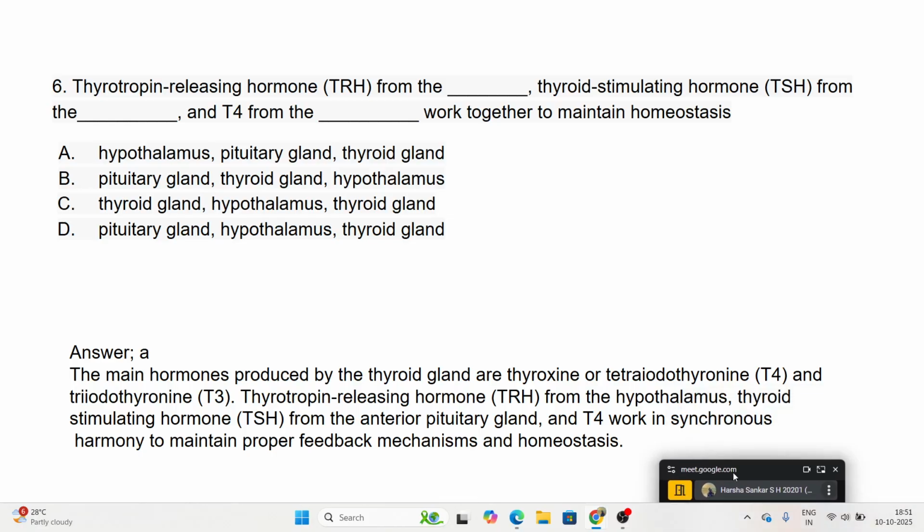So other than T4, there is one another hormone in thyroid, that is triiodothyronine or T3. Everything is getting activated by TSH, then TRH on TSH, then T4 and T3. That's how it's maintaining proper feedback.